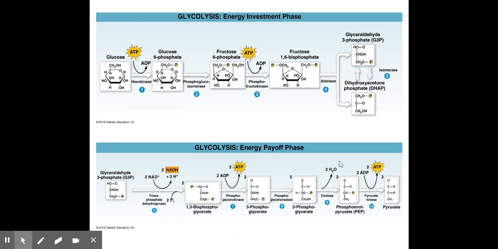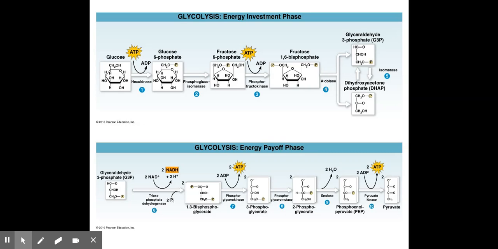Now, there are a lot of different steps that are going on in here. Please, please, please, this is one of those things: do not memorize this. If you're ever going to have any sorts of questions regarding this, you will be given these diagrams. But basically, there are these 10 phases that are going on in the process of glycolysis.